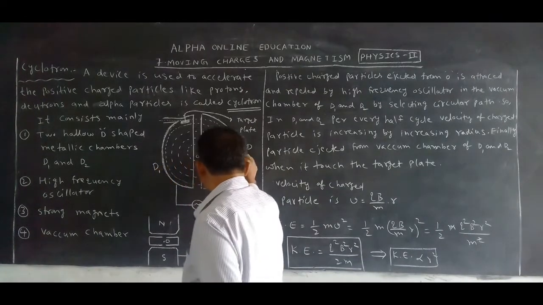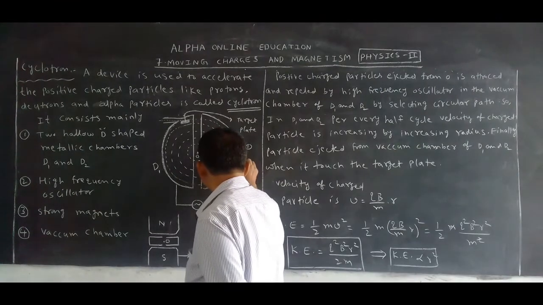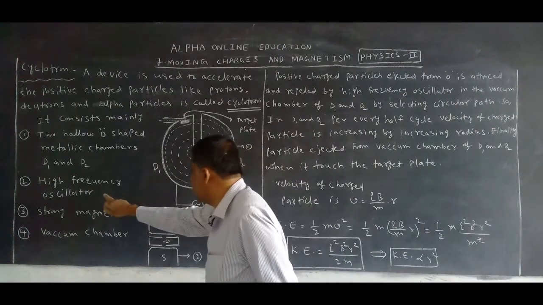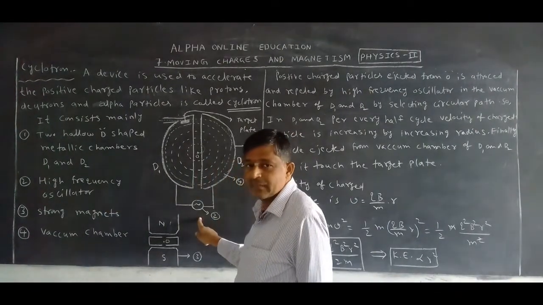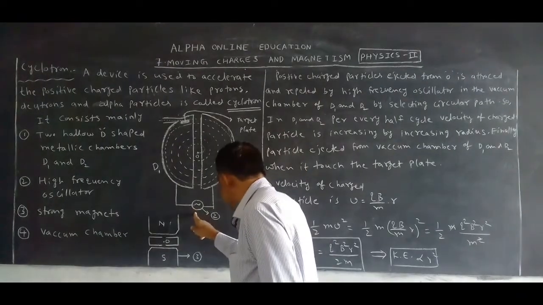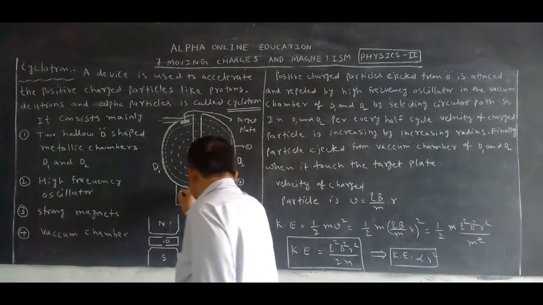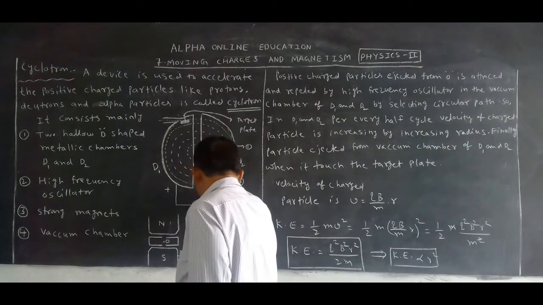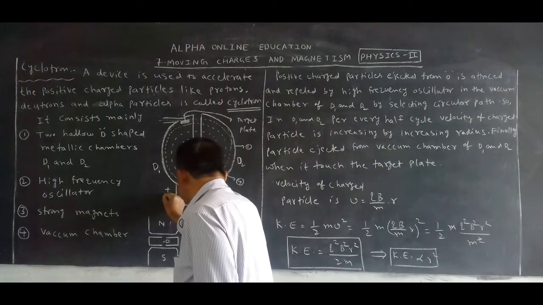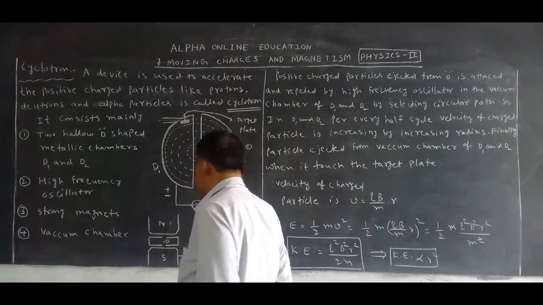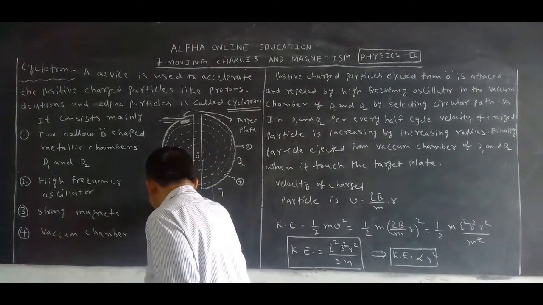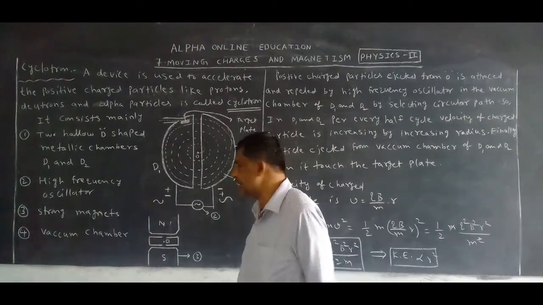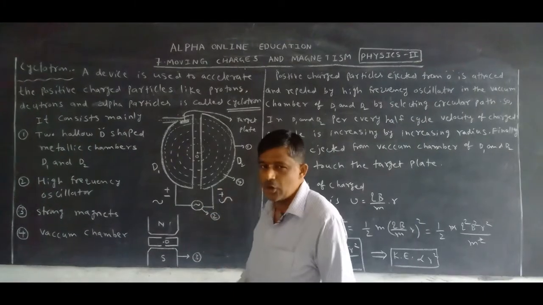D1, D2. This is the first one: D1 and D2. Number 2, high frequency oscillator. So what happens? Here we first get positive half, here we get the negative half. Then after, here we get negative half, and here positive half. This happens in the high frequency oscillator.